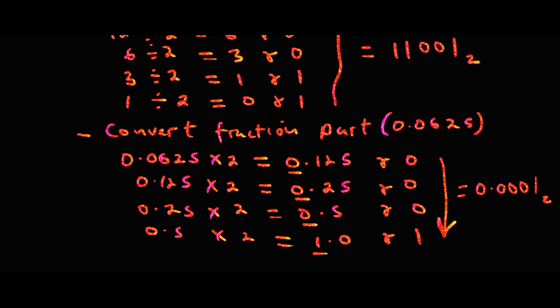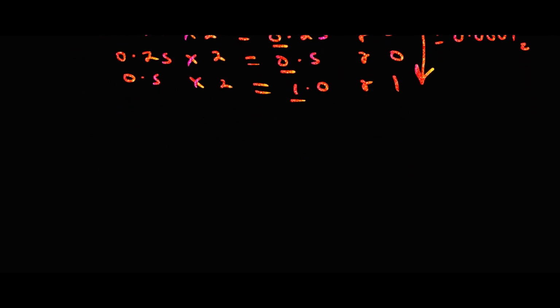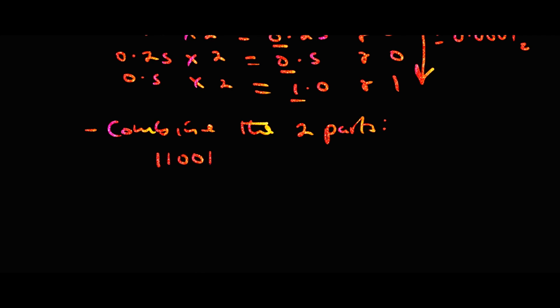So the next thing is to combine the two portions that you have obtained. That is the third step. Combine the two parts that you have converted. So remember the first one was 11001 base 2, and then the second one was 0.0001. So you bring it here so that you have 11001.0001 base 2.